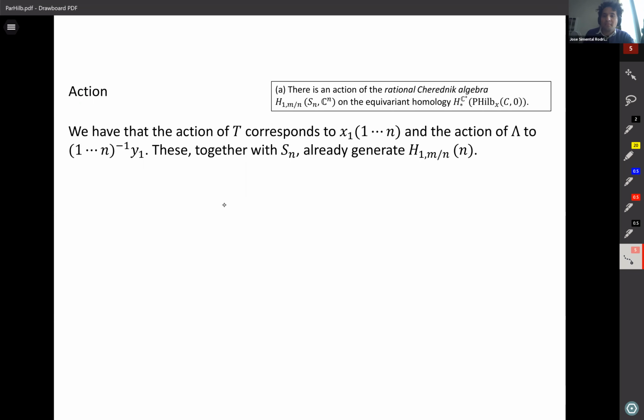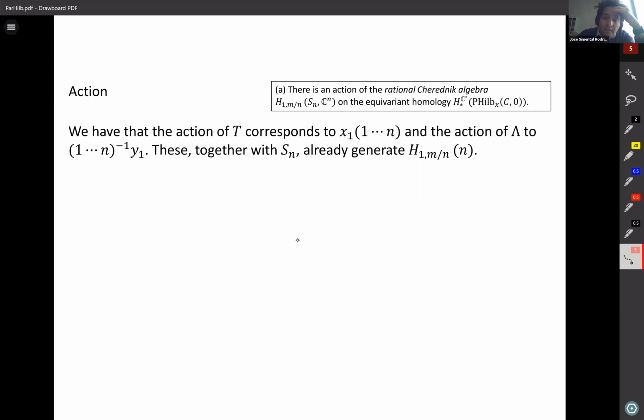You need a single x. Then acting with the symmetric group, you can generate all other x's, and same with y's. Turns out that the action of T corresponds to essentially x1, well, x1 with this cosθ element, that's fine. And the action of lambda, which was this Gisin map, corresponds essentially to the action of y1. Together with Sn, these already generate the theoretic algebra.